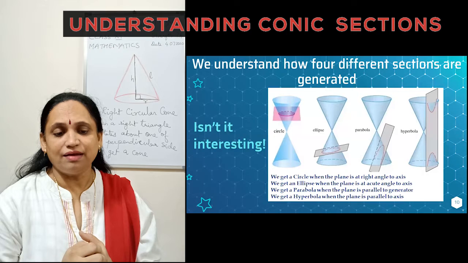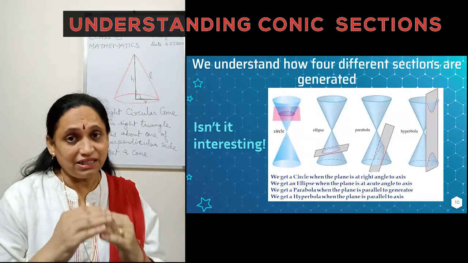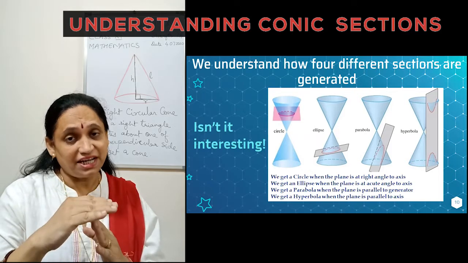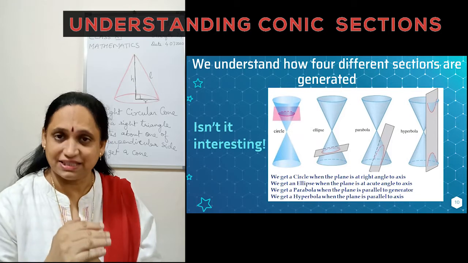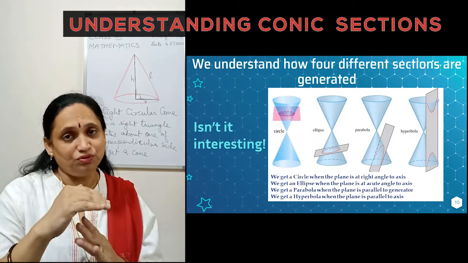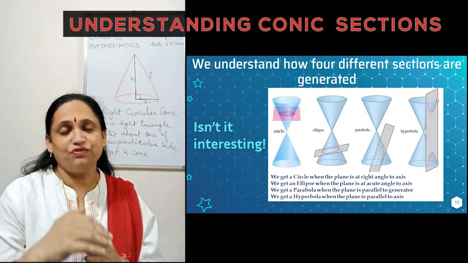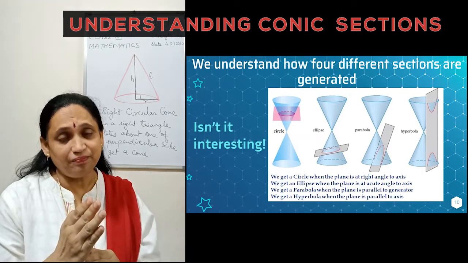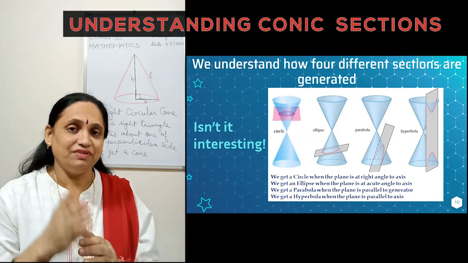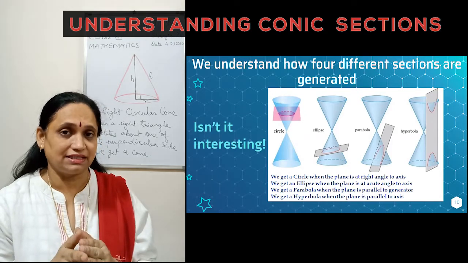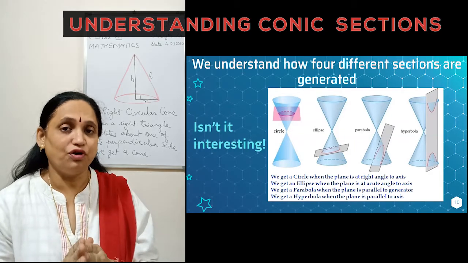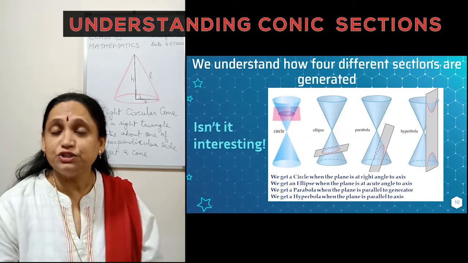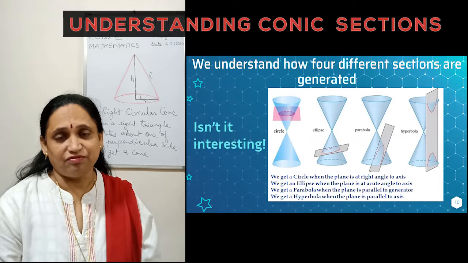Let us look at them once again. When we cut the cone parallel to the base or at right angle to the axis, the shape that we get is a circle. When we cut the cone at an acute angle to the axis, we get an ellipse. When we cut the cone parallel to the generator using the plane, we get a parabola. And when we cut the cone with the plane parallel to the axis, what we get is a hyperbola. Now let us understand each of these figures and define them first.